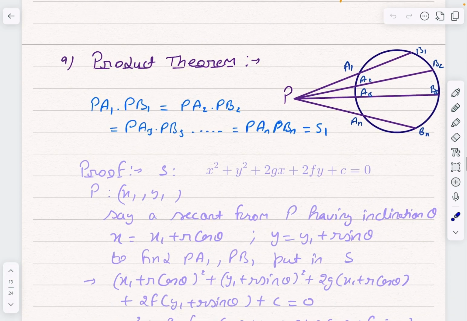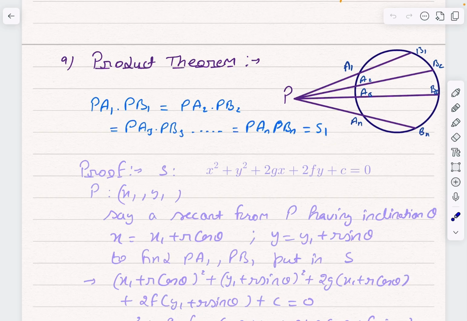Next is the product theorem. Now this is important. It says when we have multiple secants passing through a point, if you remember, a secant is a line which intersects the circle at 2 points. If we have multiple secants passing through, let us say, point P, then the product of the distances of P will always be constant. So PA1 into PB1, PA2 into PB2, PA3 into PB3, everything will always be constant. It will be equal to S1, the power of the point.